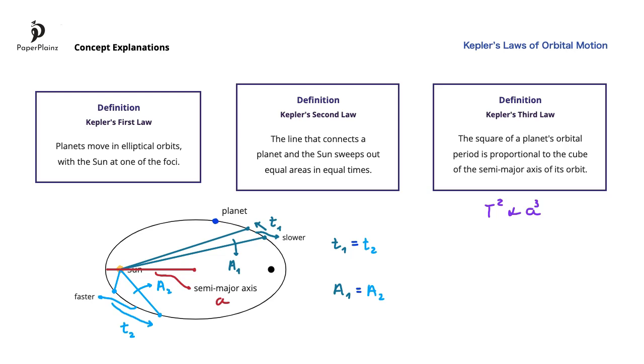We can express this relationship more precisely using the formula T squared is equal to 4 pi squared a cubed divided by GM, where G is the gravitational constant and M is the mass of the Sun. Now for a circular orbit with radius r, the formula becomes T squared equals 4 pi squared r cubed over GM, which is exactly the equation that we discovered when we learned about Newton's law of gravitation and the link between gravity and orbits.